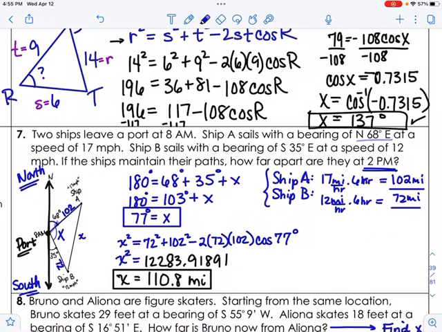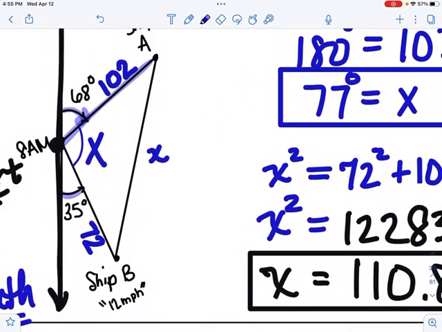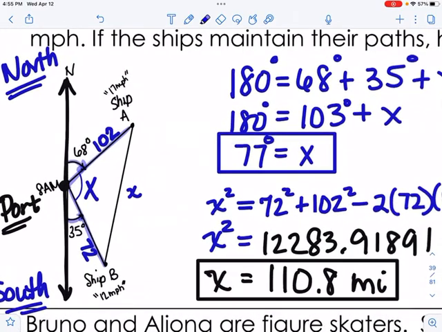I'll get to that in a second. And then for the 35 degrees east, it's going south. And then you can see here, 35 degrees east from south, you get that angle out. And here's the side of ship B. That's the pathway for each ship, A and B.